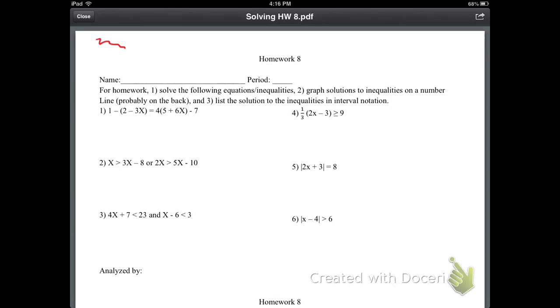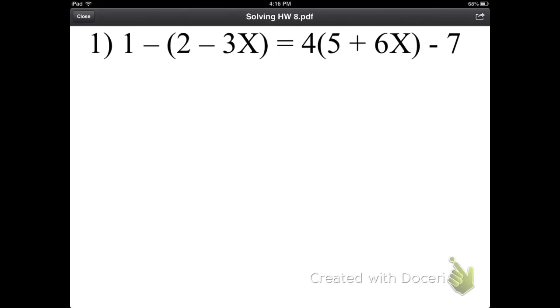Alright, ladies and gents, let's get this show on the road. We got homework 8. It's solution time. Alright, number 1. This time I hope is different than the previous two, and I think it is.